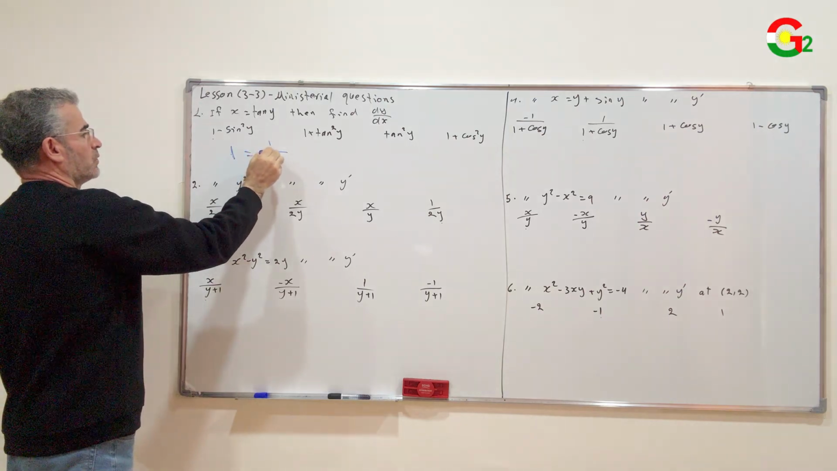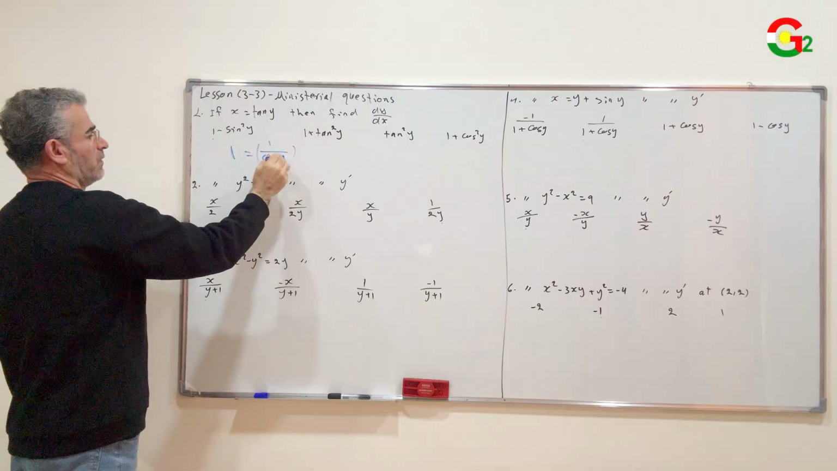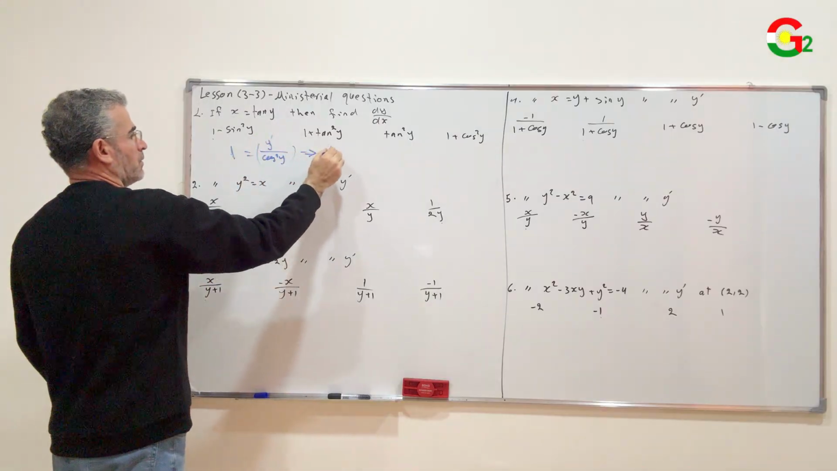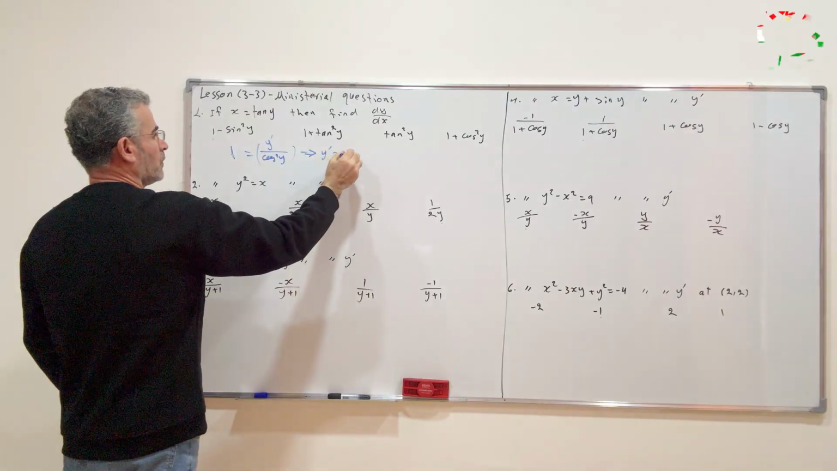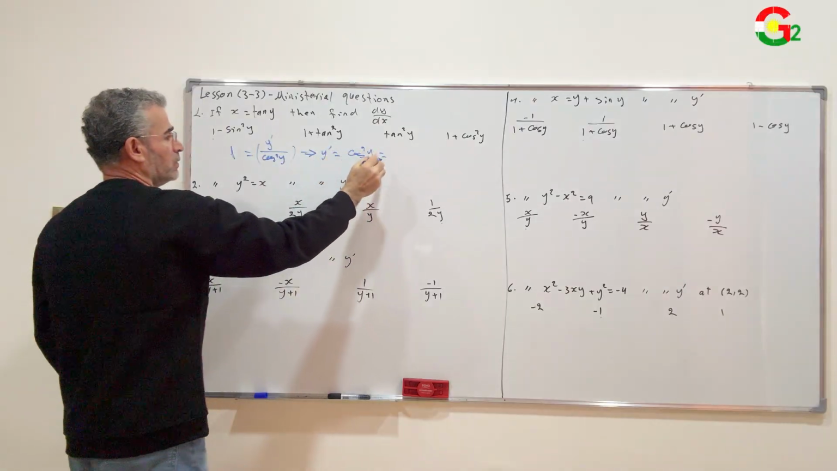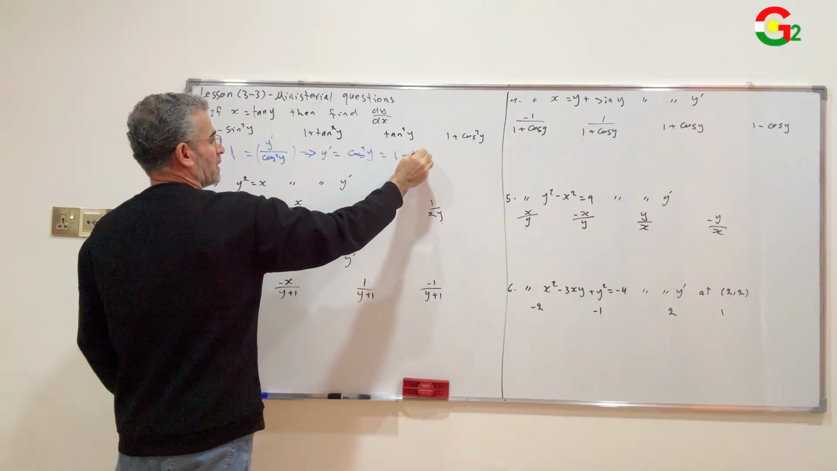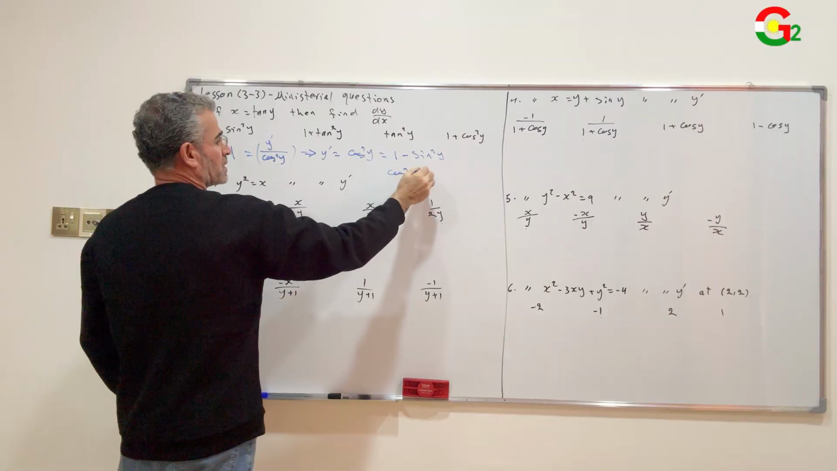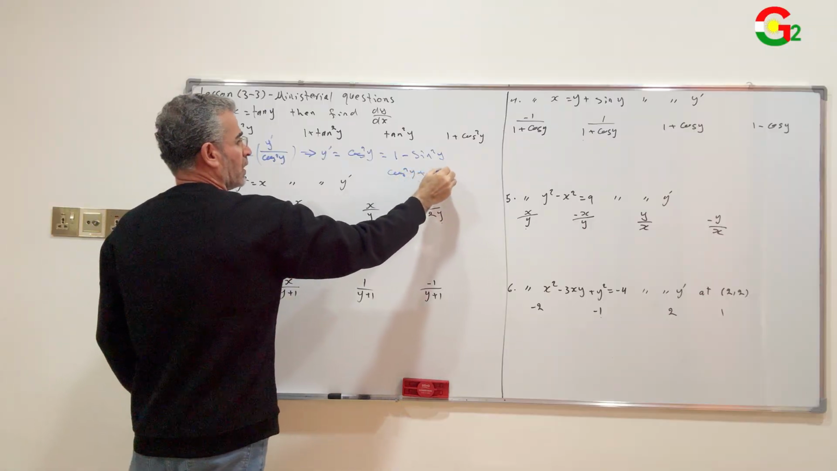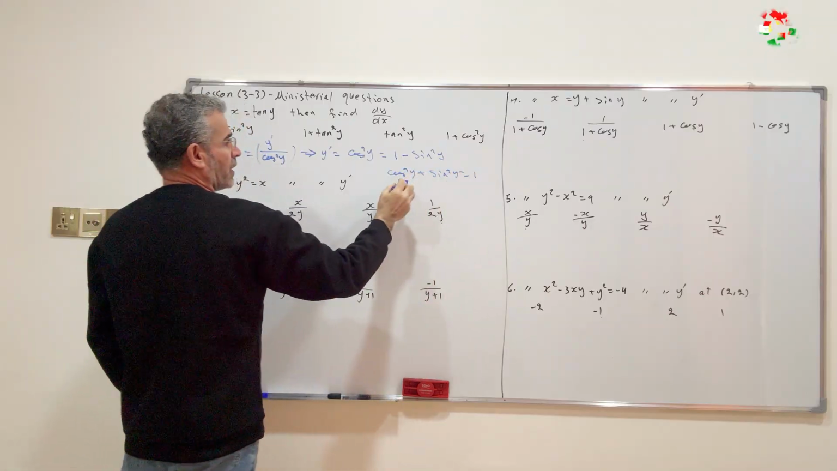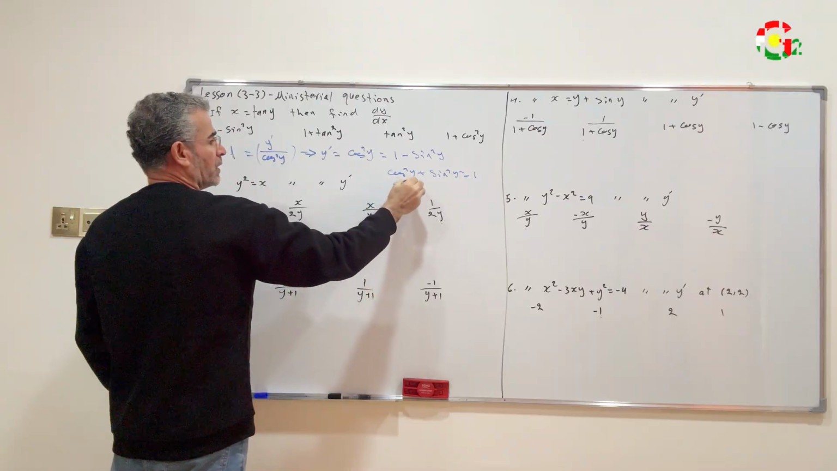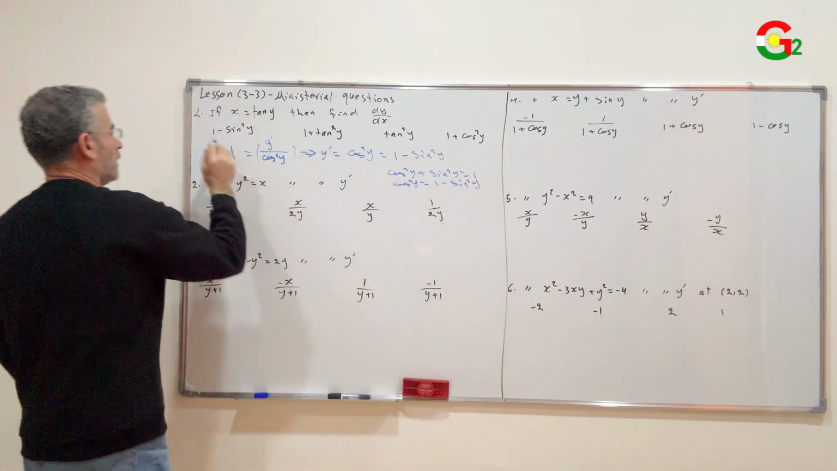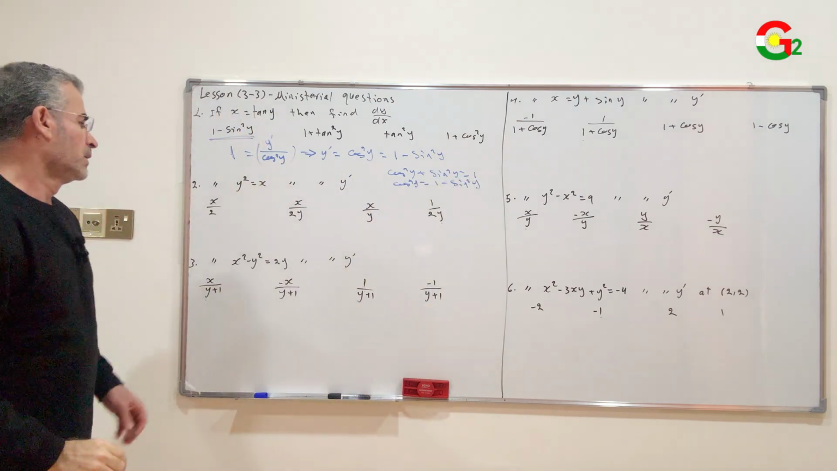1 over cosine square y times the derivative of the angle, y prime. Then y prime equals cosine square y, which equals 1 minus sine square y, since cosine square y plus sine square y equals 1. Then cosine square y equals 1 minus sine square y. The right choice is A.